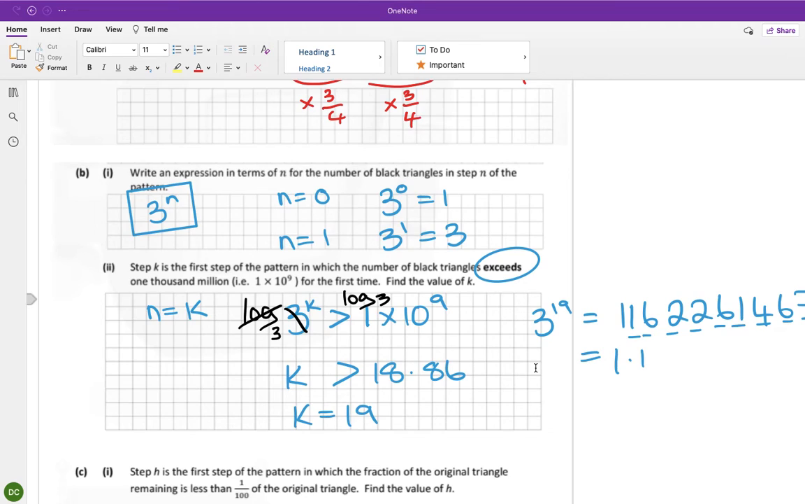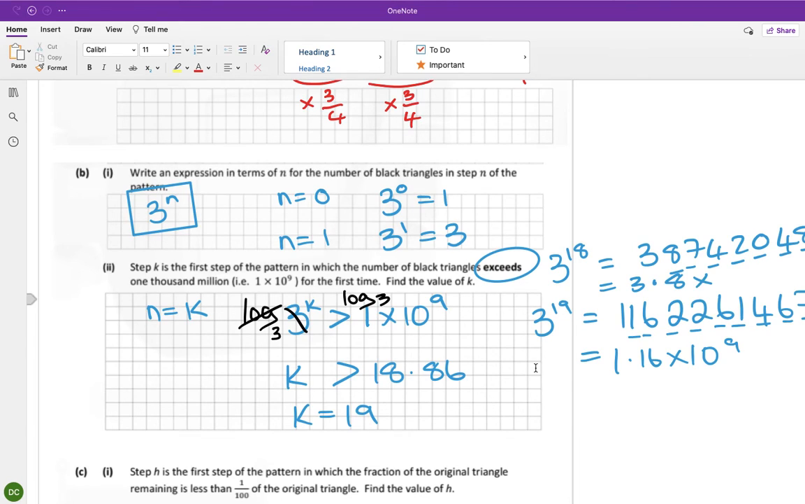And I'm just going to check what 3 to the 18 was to make sure that's less. 387,420,489. 1, 2, 3, 4, 5, 6, 7, 8. That's 3.8 by 10 to the 8. I keep rounding it wrong. 3.9 by 10 to the 8. Yeah? So the 19th term is the first time it goes over 1,000 million, which is a billion, I think.